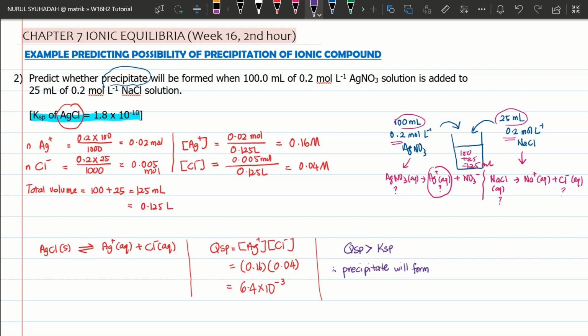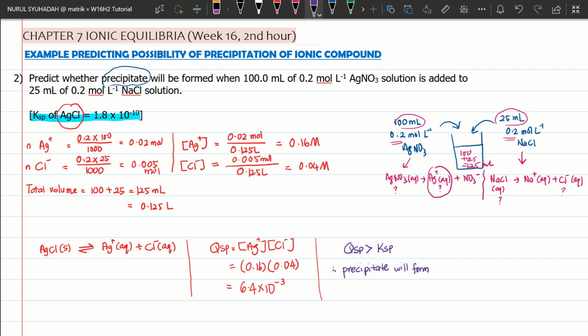Okay, so this is the last example for this our tutorial. So setakat ni apa yang kita dah buat adalah macam mana nak kira KSP ataupun macam mana kita nak kira molar solubility, and then kita nak predict sama ada precipitate boleh terhasil ataupun tidak dengan compare Q dengan K. Please bear in mind, everything that we did today, solvent dia semua adalah pure water. Kalau tak mention, dia adalah water sahajalah.